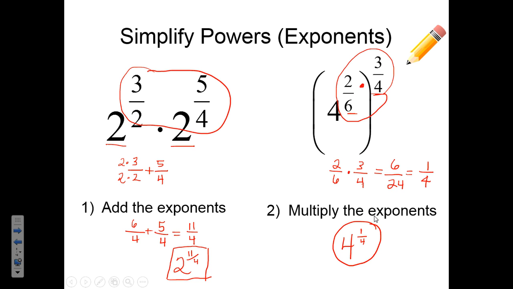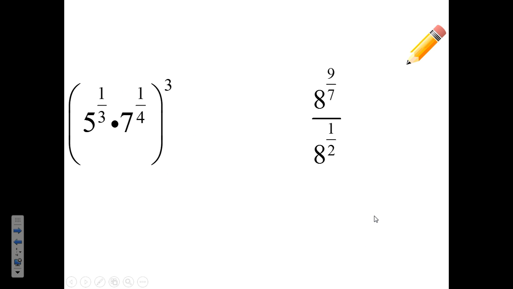Okay, now let's go on to examples 3 and 4. So here's number 3. I have two bases. Each of them have a power, and they're both to the power of 3. So if you remember the rule on this one, every base that has a power gets the outside power. So I'm going to give everybody the outside power. So 1/3 times 3/1 is 3/3, which is 1.